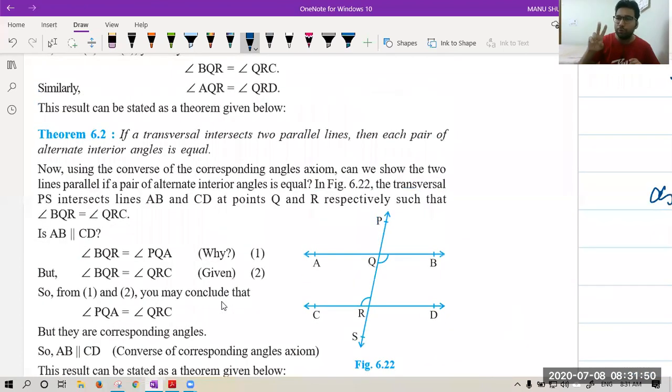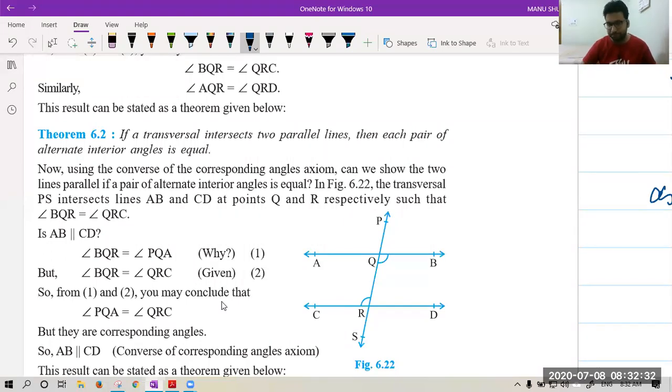Now let's see the next theorem. It is theorem number 2. We have done theorem 1 already. You will write in the copy theorem number 2 and write this. It is saying if a transversal intersects two parallel lines, so given to us there are two parallel lines, and a transversal intersects them, then each pair of alternate interior angles is equal. This is a theorem. We can prove it. Only write the statement of axioms and theorems. In the case of a theorem, we can prove it very easily.